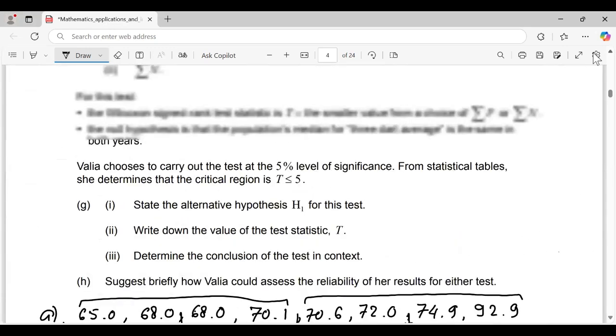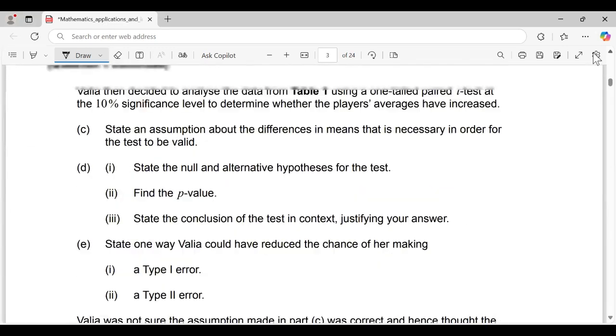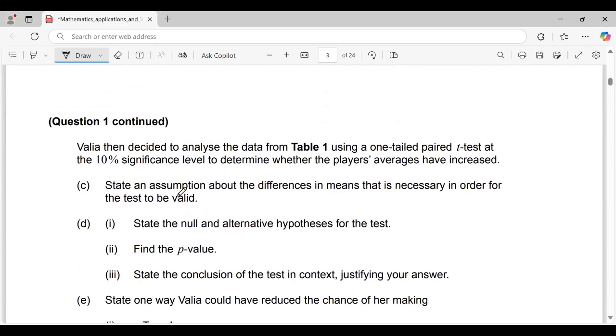Question C. Valia then decided to analyze the data from Table 1 using a one-tailed paired t-test at the alpha or significance level 10%. 10% means alpha 0.1. Okay. To determine whether the players' averages have increased.